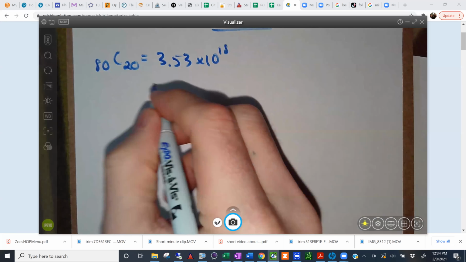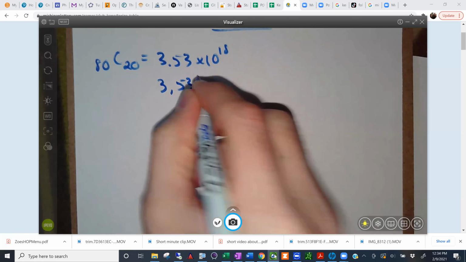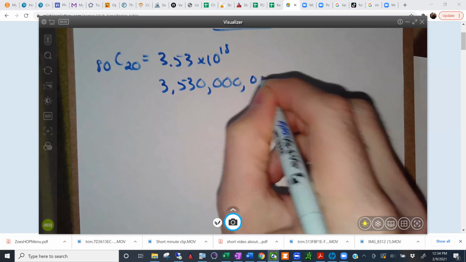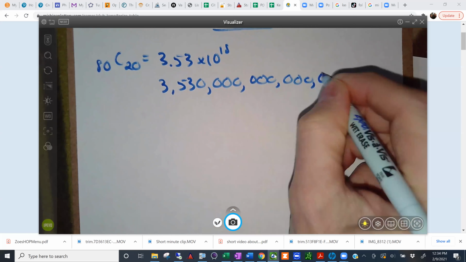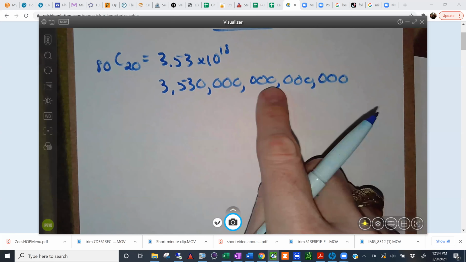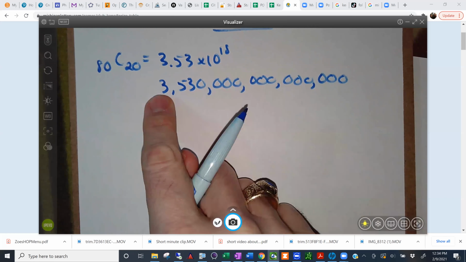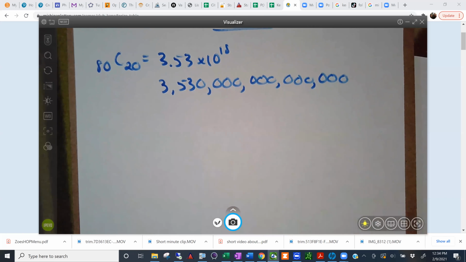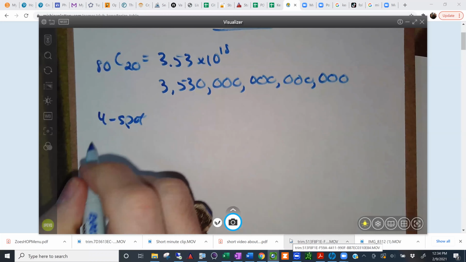So if we were to write that out, 353... Wow, let's see. Millions, billions, trillions, quadrillions. Wow, that's a lot of different possible winning numbers. So the number of choices that you have is going to depend on how many spots you play. You can play the 4 spot and select 4 numbers and try to match 4 numbers or as many as possible, and they'll pay you off accordingly. Or you can play the 5 spot, 6 spot, etc.